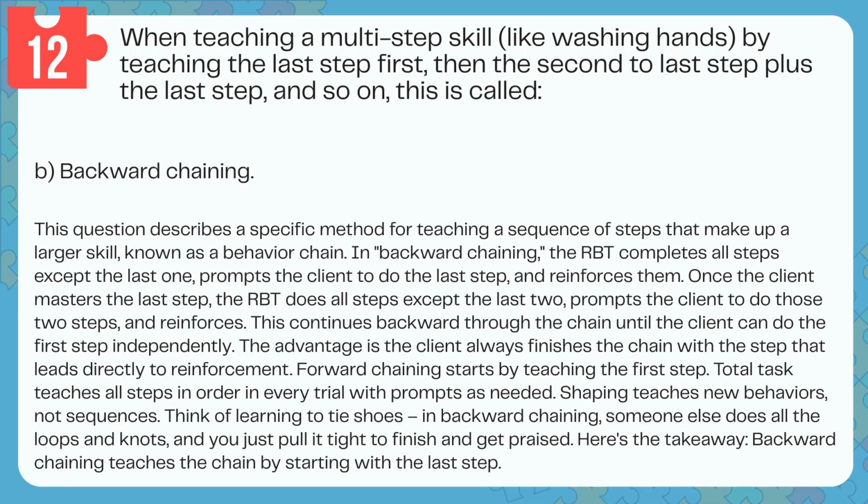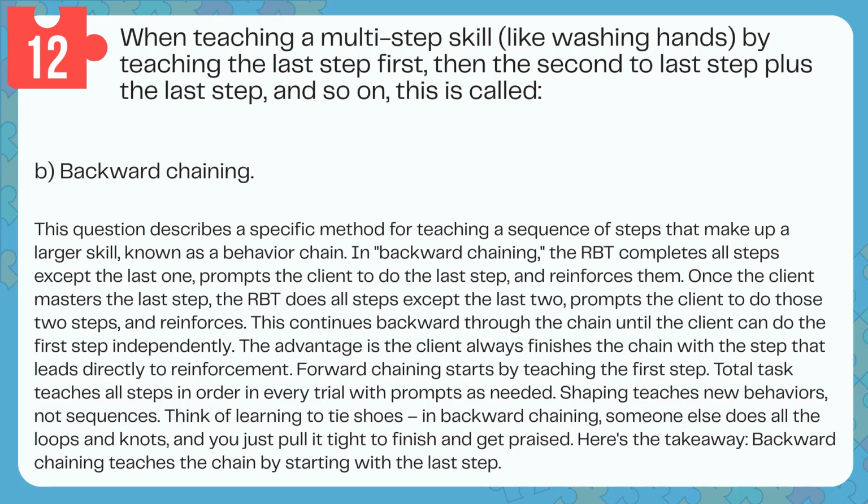Answer B. Backward chaining. This question describes a specific method for teaching a sequence of steps that make up a larger skill known as a behavior chain. In backward chaining, the RBT completes all steps except the last one, prompts the client to do the last step, and reinforces them. Once the client masters the last step, the RBT does all steps except the last two, prompts the client to do those two steps, and reinforces. This continues backward through the chain until the client can do the first step independently.